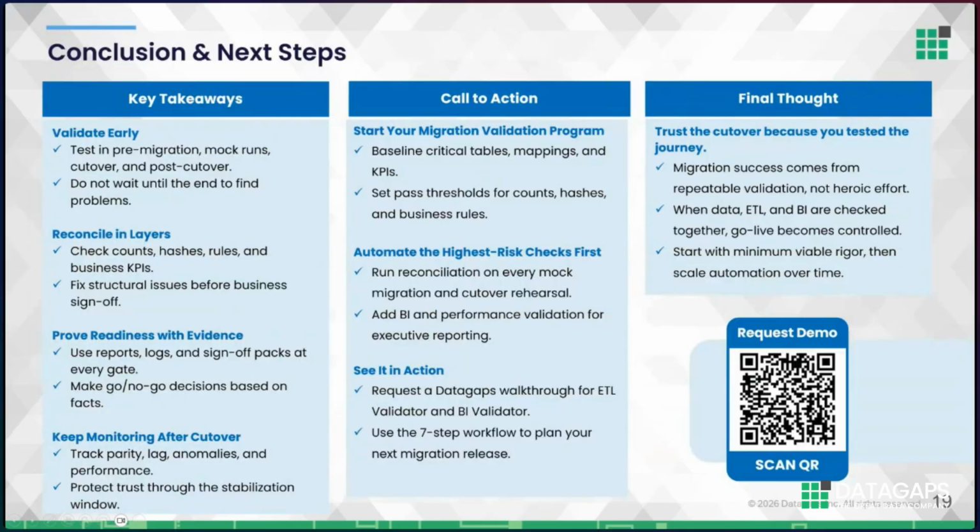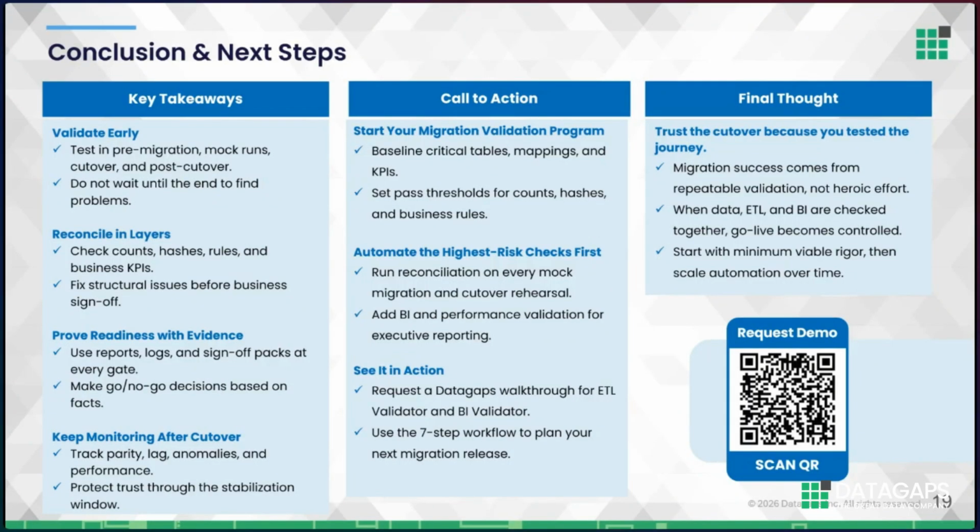We wanted to give you a key conclusion and next steps. To close the overall presentation, migration trust is built through phased, repeatable validation. The strongest programs validate early, reconcile the data in layers, and require evidence at every gate. The next step is to baseline your critical data, the mappings, and the KPIs, and then run at least 2 full mock migrations with automated reconciliation. Define clear go and no-go thresholds for the counts, the hashes, the business KPIs, the BI parity, and the performance before doing the cutover.